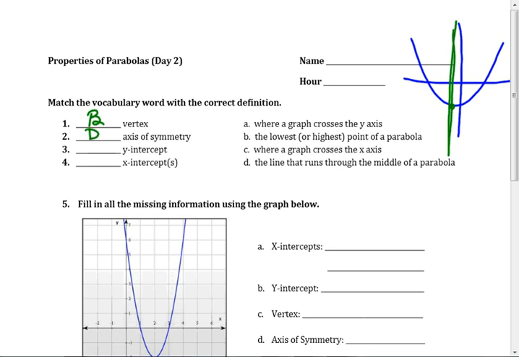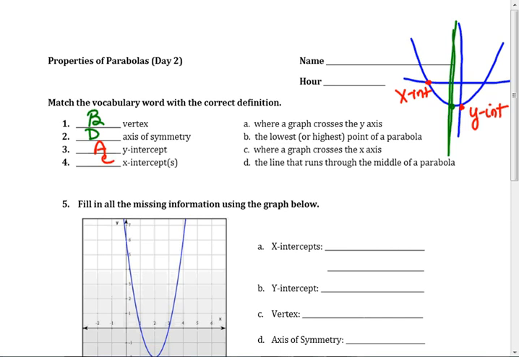The y-intercept is where the curve crosses the y-axis. So that's right here. That's the y-intercept. Okay, so where is that? That's A, where the graph crosses the y-axis. And you should have these right now since I'm doing them. And D, x-intercepts are where the graph crosses the x-axis. So that's an x-intercept. Okay, so that is C.